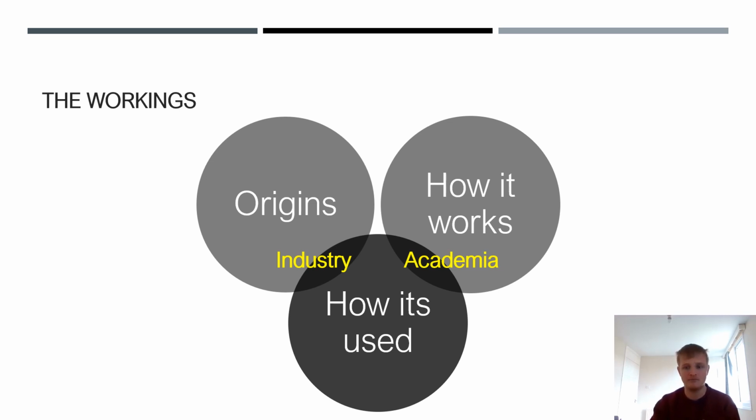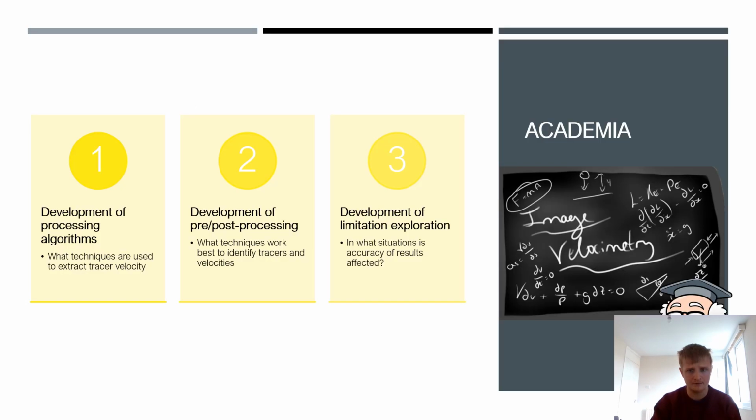When I say industry, my focus is primarily operatives such as the Environment Agency, who have to routinely go out and measure and maintain river data. But it can also apply to anybody who uses this technique as a tool to further their own work and research. Within academia, there's a lot of focus on the processes of the software. So we're looking at the development of the algorithms, its pre and post processing, and the understanding of each of these, as well as environmental limitations. This means exploring the accuracy of the software in varying conditions.